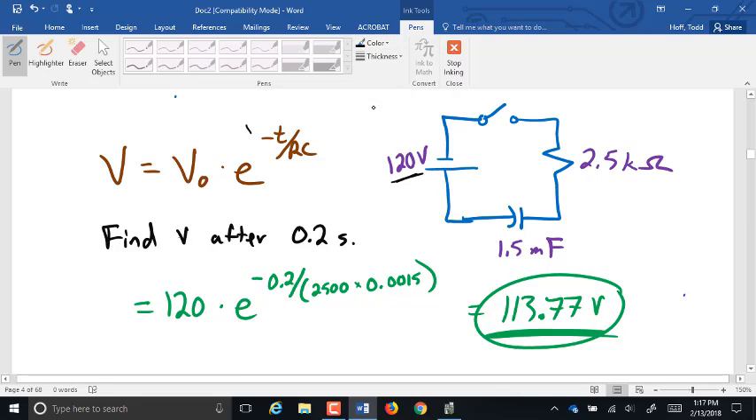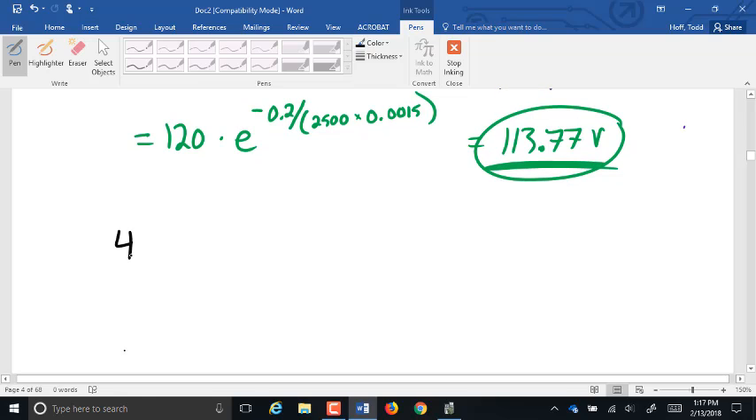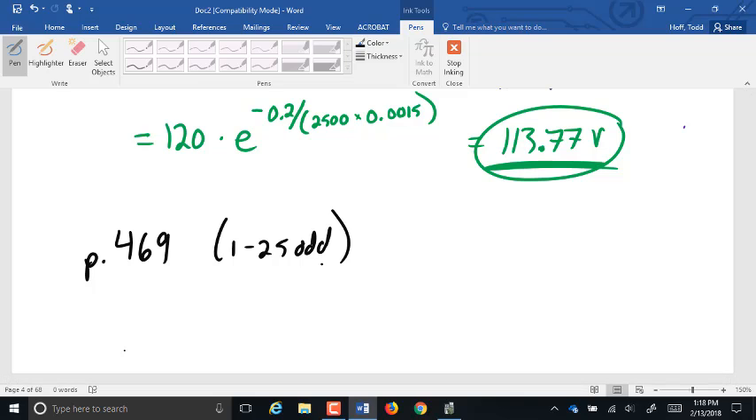We will talk about these more tomorrow. For right now, they are on page 469 of your packet. 1 through 25, the odds. Any questions? This is the fun stuff.